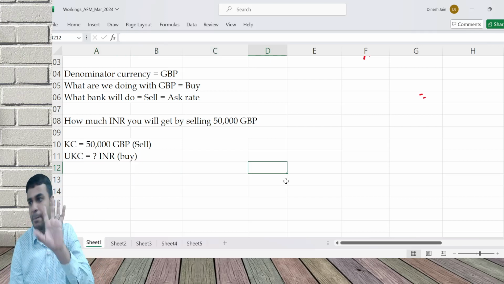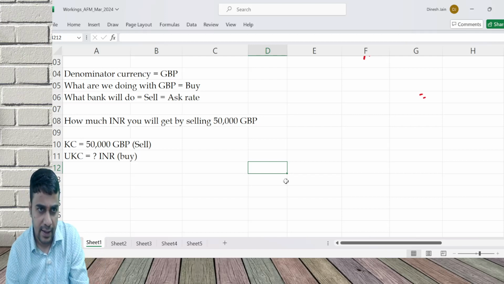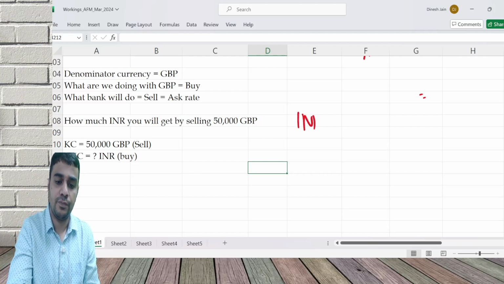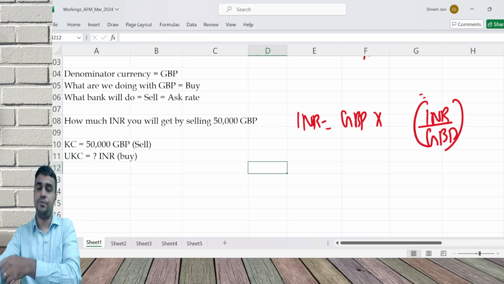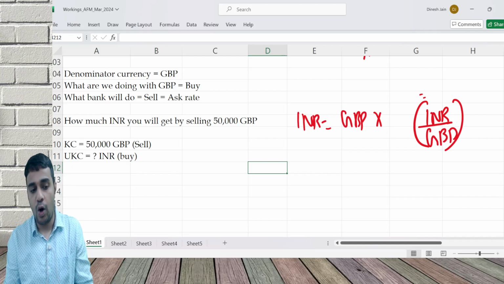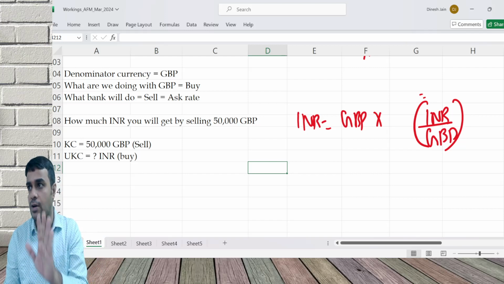Step 2, I'll have to write my base formula. Unknown component will come in the left hand side, known component will come in the right hand side. So what is the formula? INR is equal to GBP into INR by GBP. Which is the denominator currency? GBP. What are we doing with GBP? Sell. What is the bank going to do? Buy. Bank will buy at bid rate. Clear? Any doubts on this? Fairly simple, straightforward, as long as you're able to follow the rule.